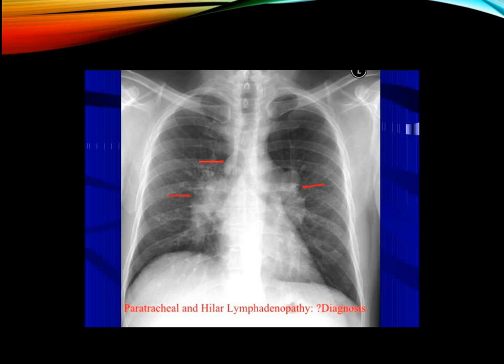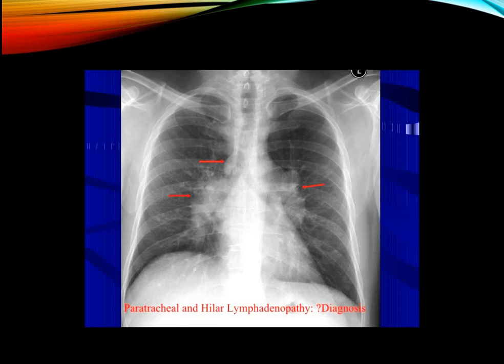One of the most important differential diagnoses for bilateral hilar enlargement, especially if lobulated like this, is the enlargement of the lymph nodes. Bilateral hilar lymphadenopathy. This is seen in some conditions like lymphoma and sarcoidosis. So whenever you meet a chest X-ray with a bilateral hilar lymph node enlargement, think of lymphoma or sarcoidosis.